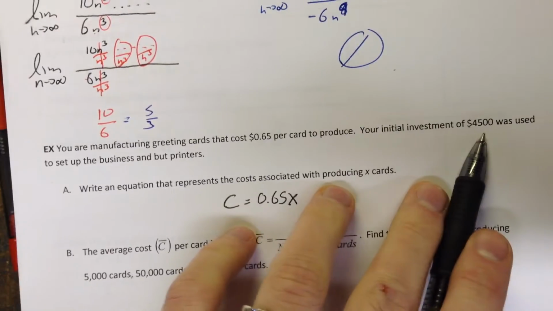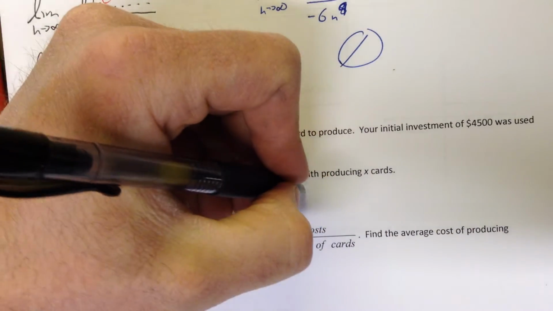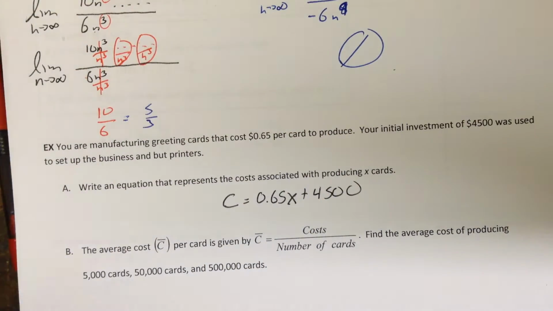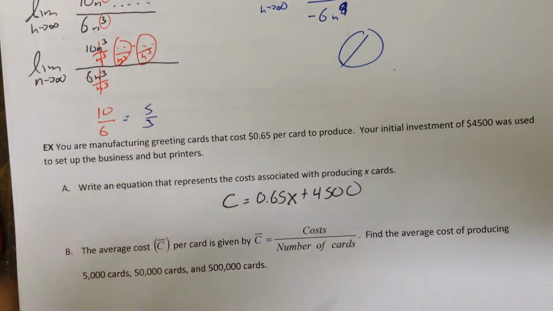The $4,500, however, was a one-time deal. You spend that money, you already have your printers, you have your building, and now you don't have to worry about those things again. It's not like you have to buy printers every time you walk through the front door. So we've got our 2 pieces right here, one with a variable and one without.